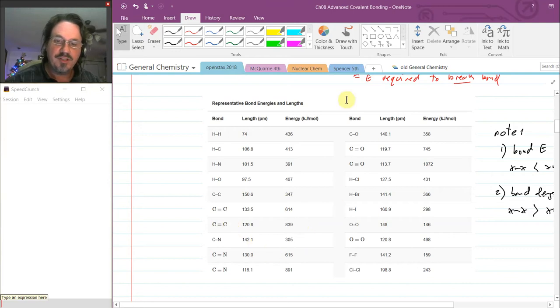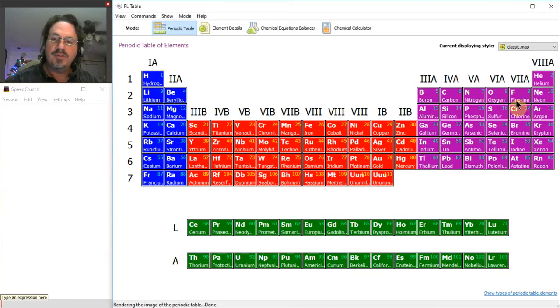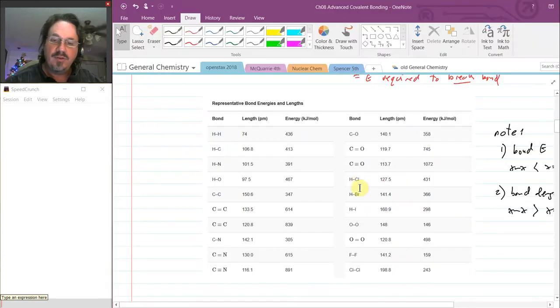Right, and so that trend generally holds true. Here's a C-O single bond, C double bond O, C triple bond O, and those same trends hold true for that as well. Also look at something like this, the chlorine, the bromine, the iodine. This is going down the halogens on the periodic table, and we know we're getting larger and larger atoms as we go down. Look at the distances, 127, 141, 160, simply reflecting the size of those halogen atoms. So I think that makes sense.